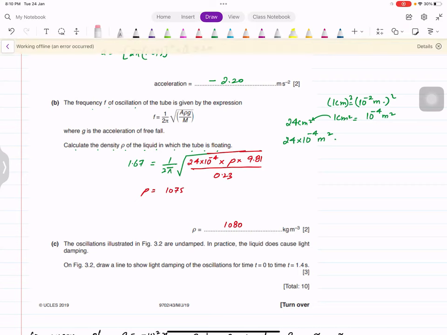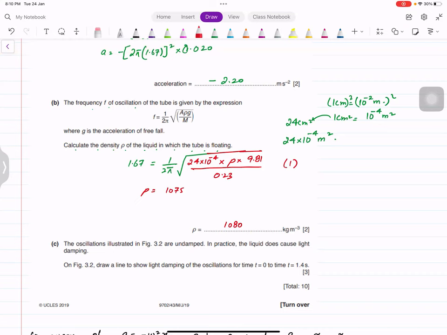But sir, if we make rho the subject and then do the substitution, does it carry a mark? No, it doesn't carry any mark. So one mark is for writing the correct values and the other mark is for writing the correct answer. That's all you get.